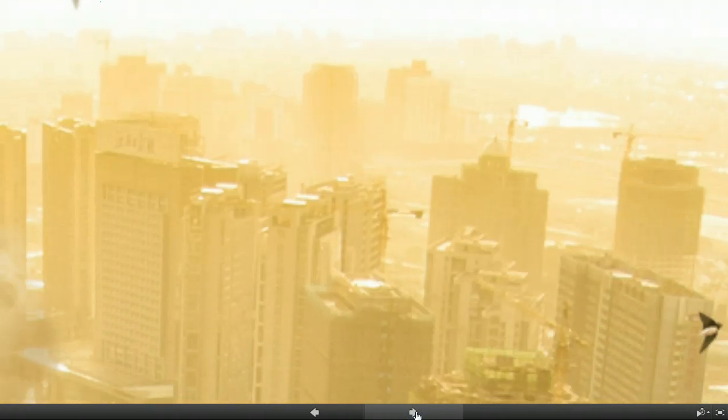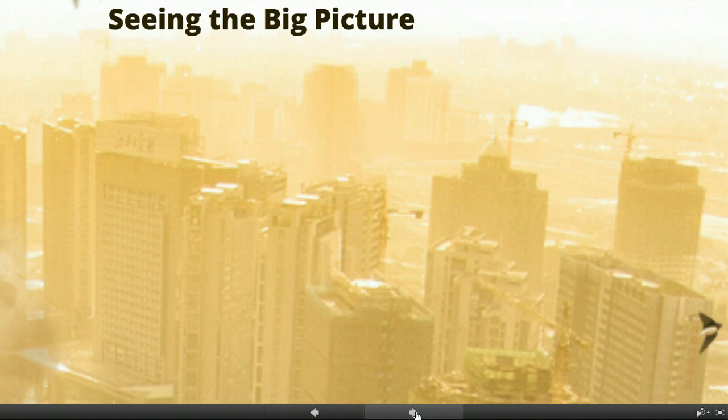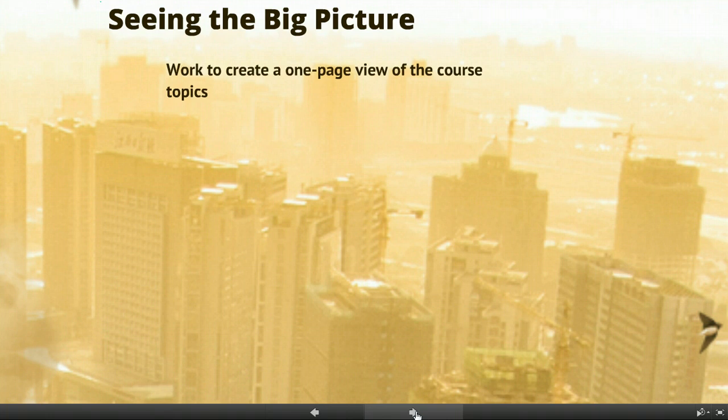So how do you do this? Well, first, you want to focus on the big picture. All right, it's best to start with this before you start just diving into each individual rule and look at it discretely. So when you're looking at the big picture, you want to see the full landscape of the rules. So think about trying to create a one-page view of the course topics.